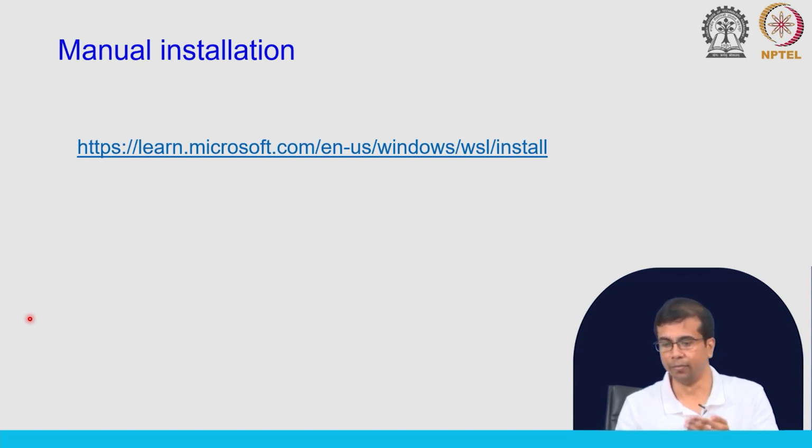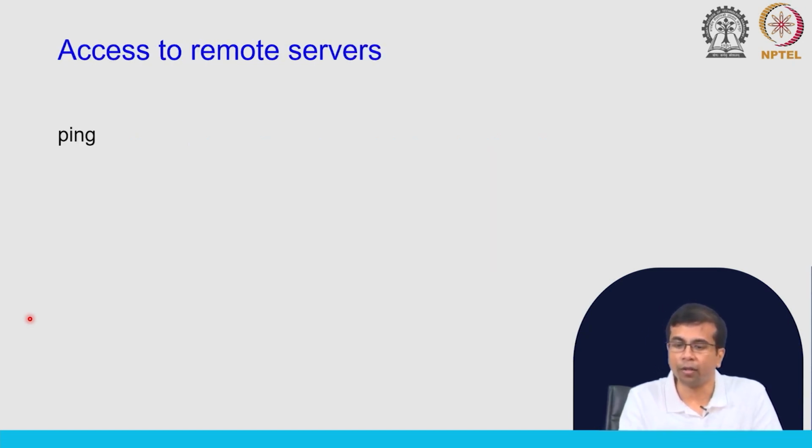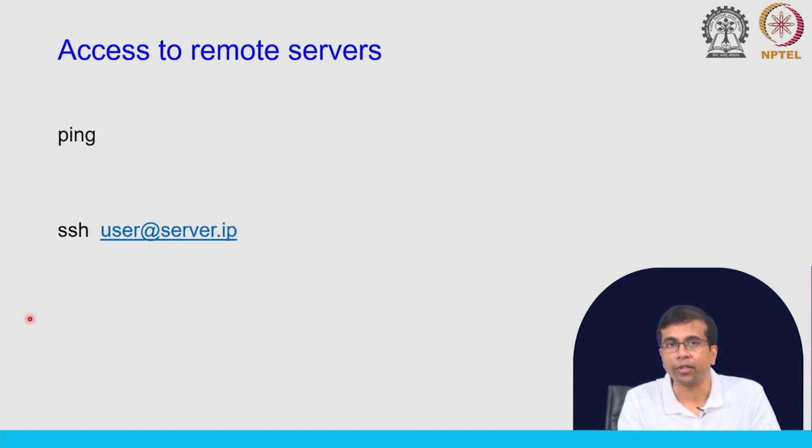In those cases you want to access remote servers, or if you are doing NGS data analysis very regularly, you want to set up a pipeline, with all the software and tools installed and set up properly on the server. For those who are not familiar with how to access remote servers, we use a command called ping. I will show you in a moment how this works, and we use the SSH command.